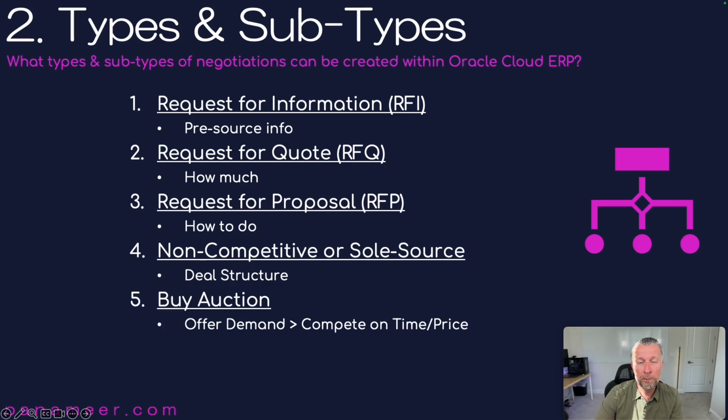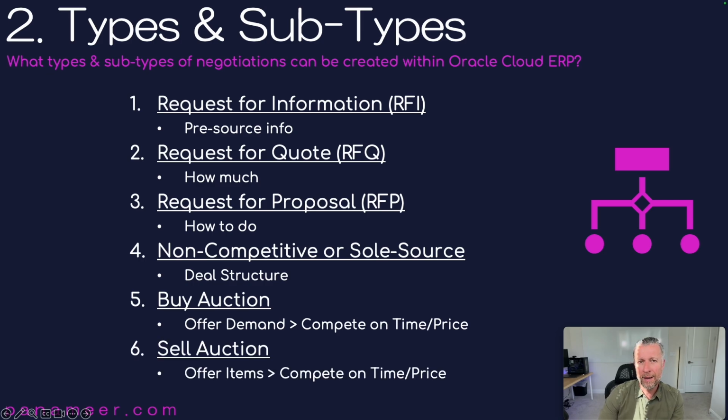Next, you have buy auctions. That's when you offer your demand. I'm going to have 1,500 laptops. I want you to come bid, but I'm going to use time as a weapon, per se, meaning to create pressure and competition. And then the opposite of that, I am actually going to sell or auction things that we have to my suppliers, who could then become, obviously, my customers.